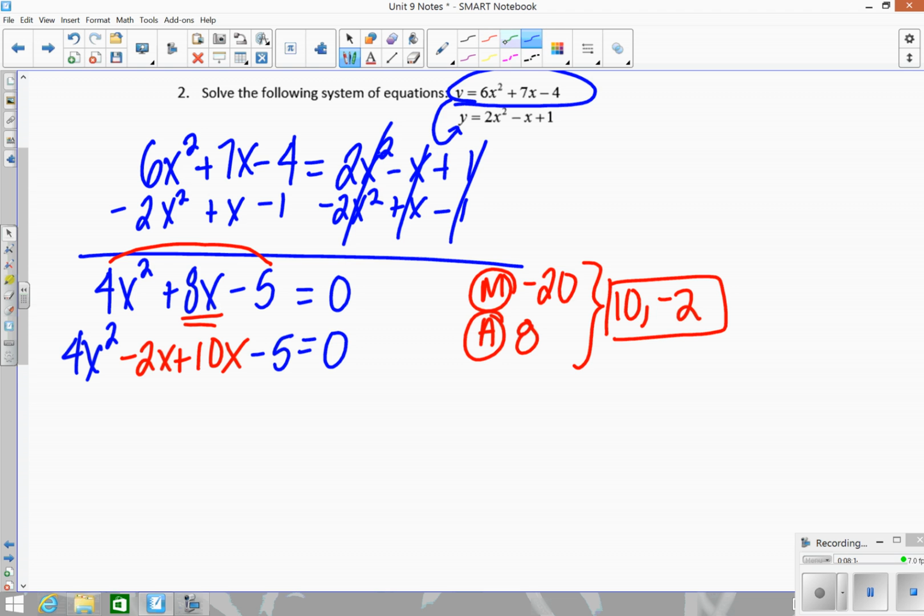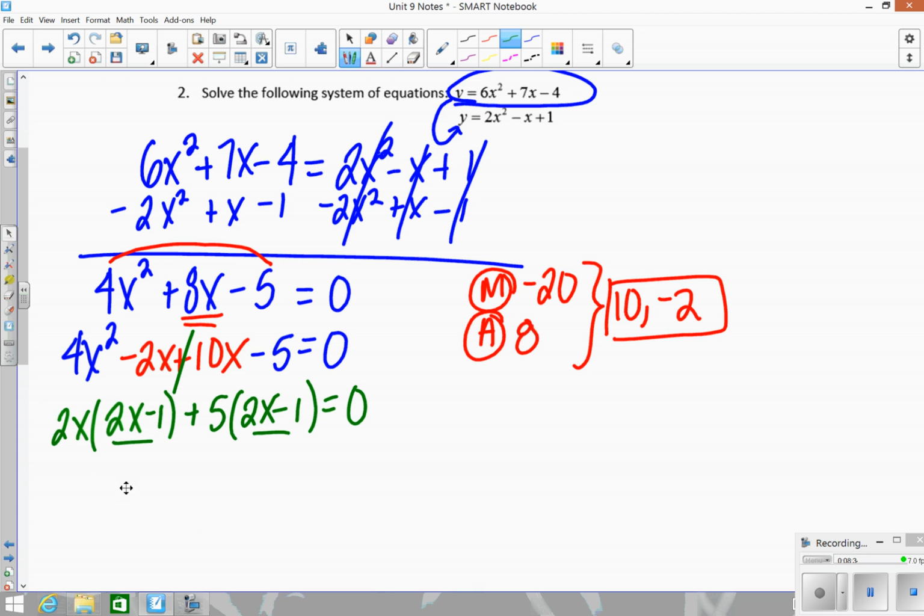And now you can split this and factor a GCF out of each piece. So we have a 2x that we can factor out, so I'm left with 2x minus 1. And then here I can factor out a 5, so I would have a 2x minus 1. And now you factor out this part. We have 2x minus 1 that I'm factoring out of this first piece, so I'd be left with a 2x. Factoring out a 2x minus 1 in this piece, I'd be left with a plus 5.